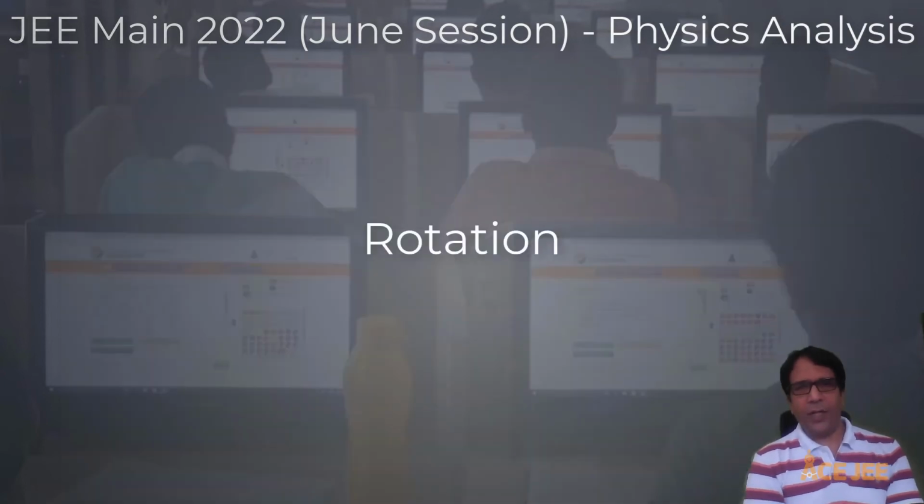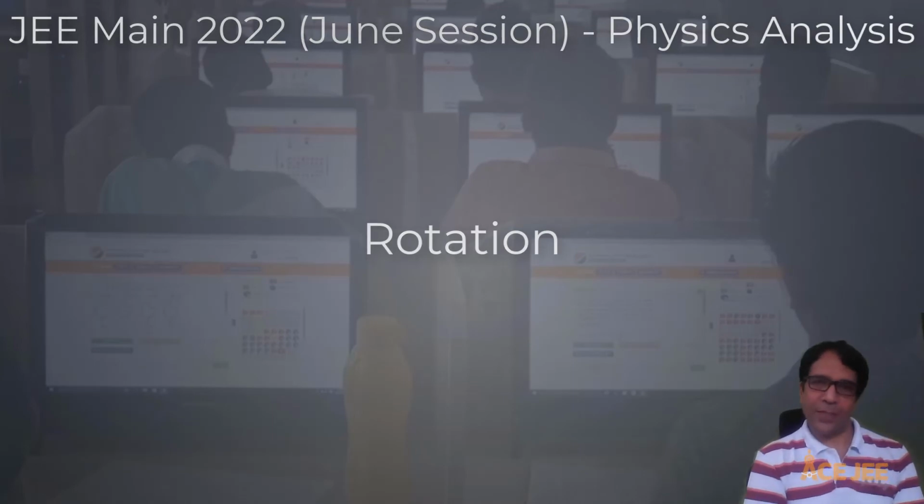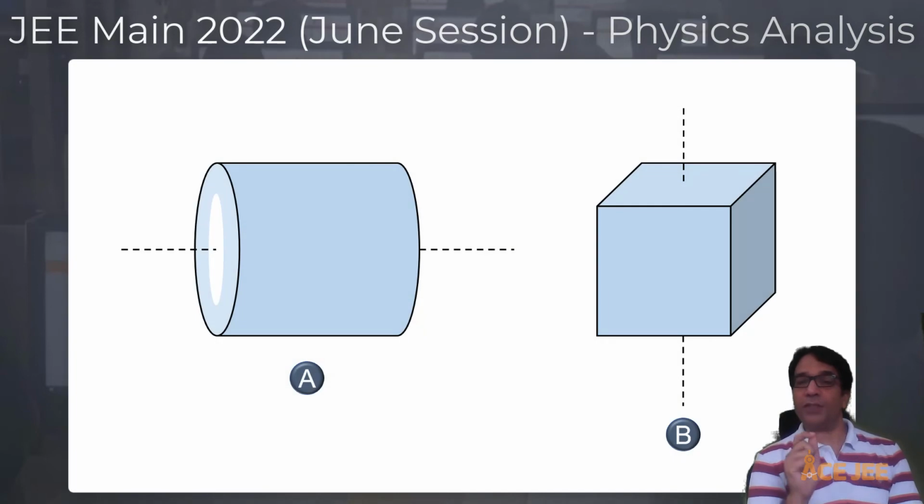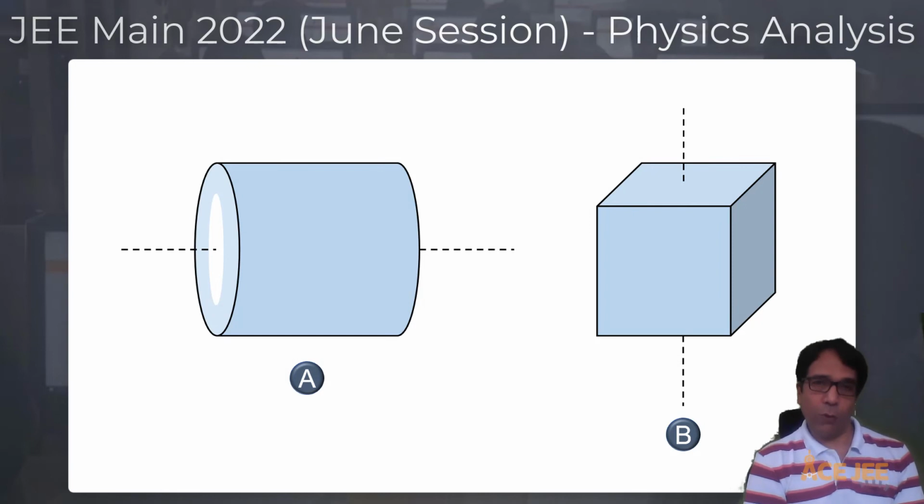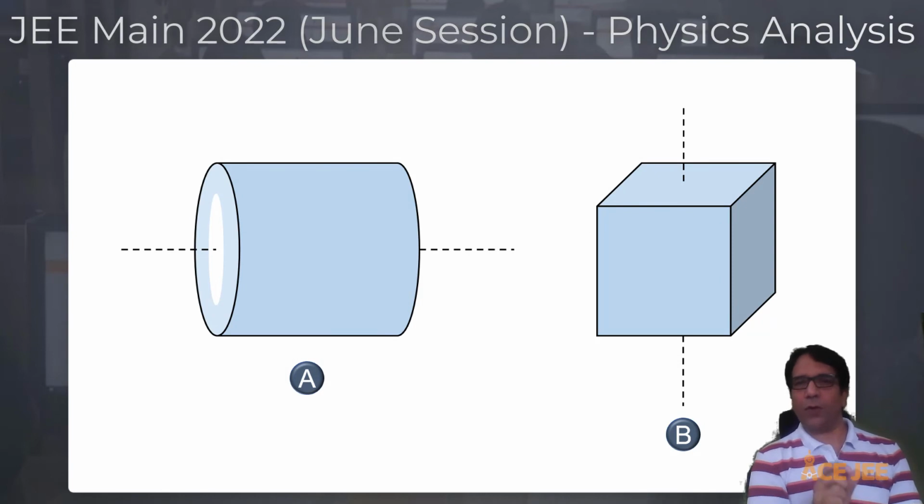In rotation, 2 types of questions you might want to focus on based on the questions that showed up in the June attempt are moment of inertia of standard objects, and system of particles. Make sure that you are well versed, that you are comfortable, or that you know the moment of inertia for a disk, about the diameter, about the central axis, or the ring or the sphere or the hollow sphere, and so on.